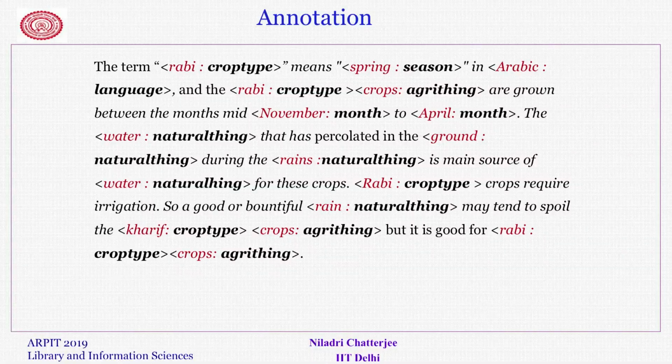This is what we call semantic annotation, and one can think of the following. We can see that here an annotator has written that Rabi is a crop type, spring is a season, November is a month, ground is a natural thing just like say rain or water and things like that. Similarly, crop is an agricultural thing. Like that, we have annotated different meaningful words of this text.